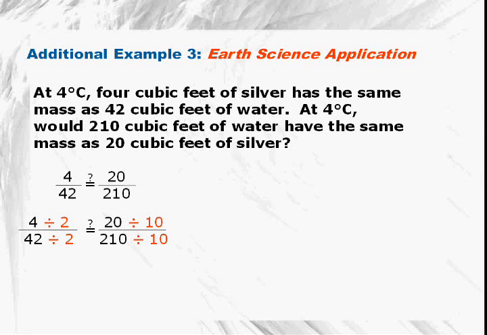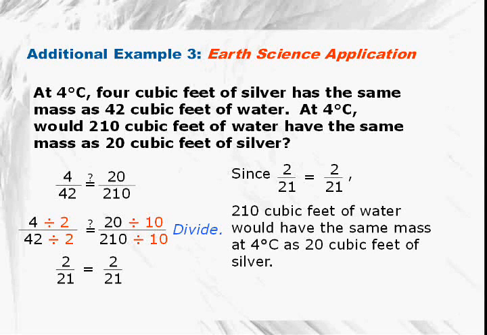4 to 42, the greatest common factor is 2, so I'm going to divide that. 20 to 210, the greatest common factor is 10, so I divide that. 2 to 21 equals 2 to 21. Yes or no? Yes. Since they equal, 210 cubic feet of water would have the same mass at 4 degrees Celsius as 20 cubic feet of silver.